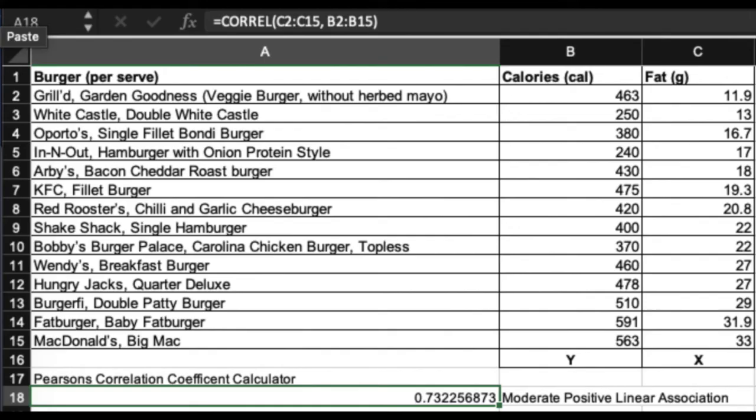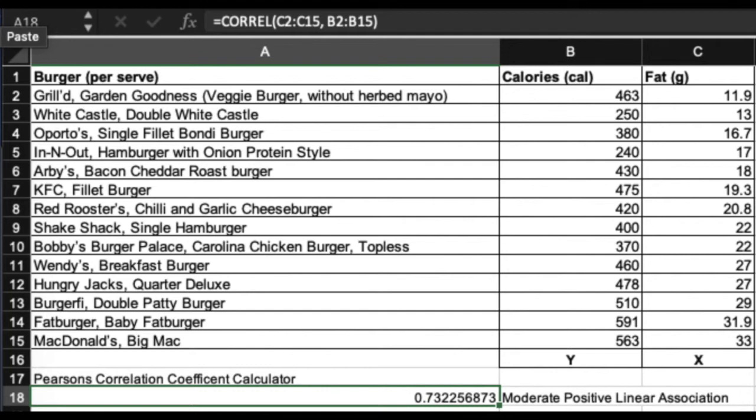Pearson's correlation coefficient was calculated using the correl function. The Excel correl function calculates the Pearson correlation coefficient for two sets of values, in this instance being that of the two sets of data collected, the X range of fat and the Y range of calories, outputting the correlation coefficient of 0.7322568732 of these two ranges.